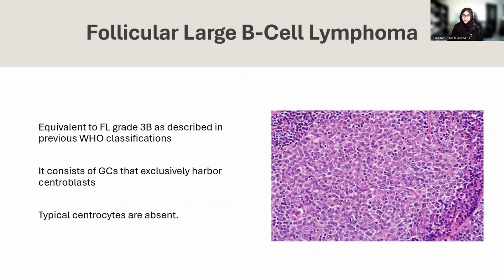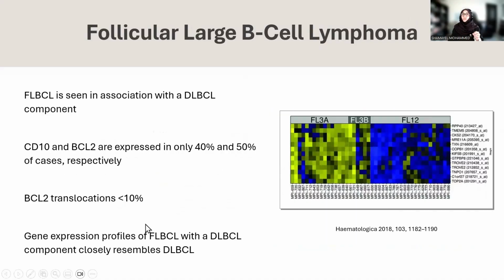Okay, so let's look at the next subtype, which is follicular large B-cell lymphomas, which would be equivalent to grade 3B in the ICC or the old classification. It consists of germinal centers that exclusively harbor centroblasts. Typically, centrocytes are absent here, but you still want to see the follicular pattern. So there is no such thing as diffuse follicular lymphoma grade 3B. If you have a diffuse 3B, then this is a full-blown diffuse large B-cell lymphoma.